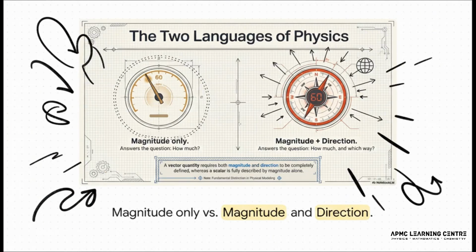On one side, you've got a speedometer. It just tells you how fast you're going. That's your magnitude. But then you look at a GPS, right? That tells you how fast and which way you're headed. That's the key difference. One is just how much, and the other is how much and which way. These are the two ways physics describes our world.